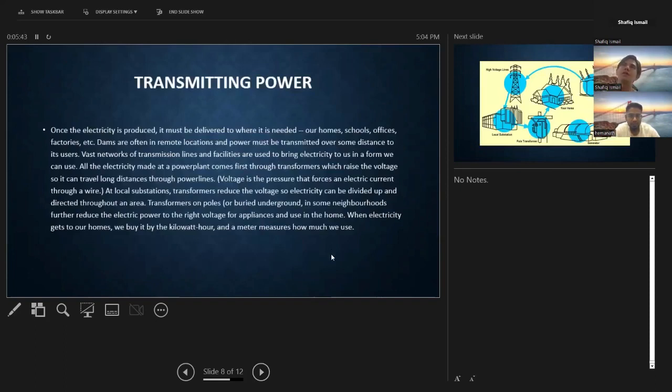Okay, now it's my turn. So we talk about transmitting the power. How the turbine creates the power to generate our source to go to our home. Okay, so it's a simple mechanism.